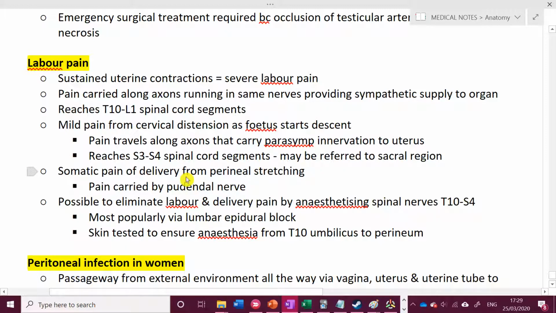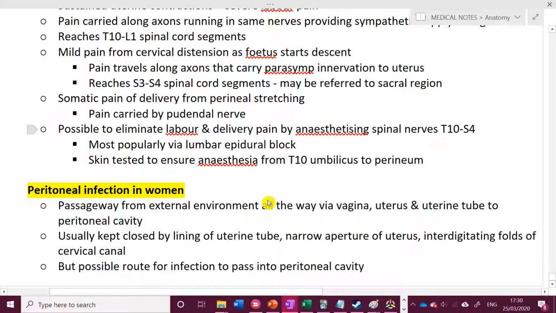Somatic pain of delivery comes from perineal stretching, and the pain is carried by the pudendal nerve. It's possible to eliminate labour and delivery pain by anaesthetising the spinal nerves T10 to S4, and most popularly this is applied via lumbar epidural block. The skin needs to be tested to ensure that the anaesthesia has worked from T10 to the perineal region.